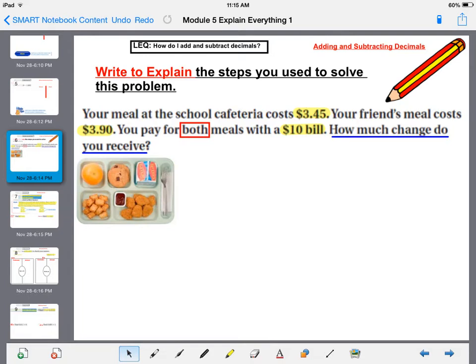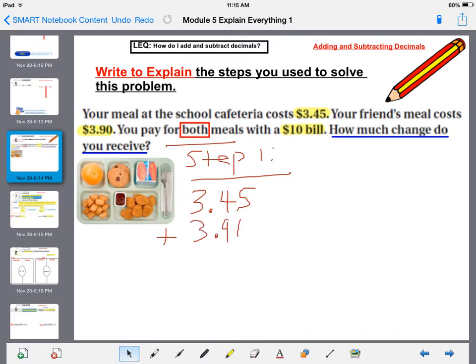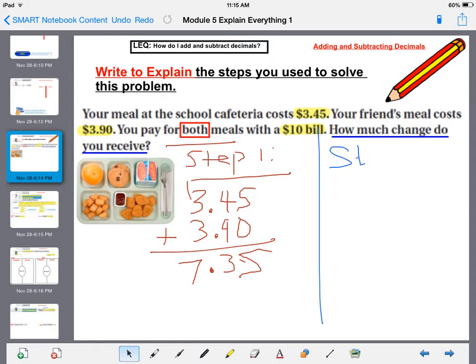This is actually going to be a two-step problem. The first step is you need to figure out how much yours and your friend's meal is going to cost because you are paying for both. So you're going to take your meal, which is $3.45. To that, you're going to add your friend's meal, which is $3.90. And that gets us a total, make sure you line up your decimal point, of $7.35.